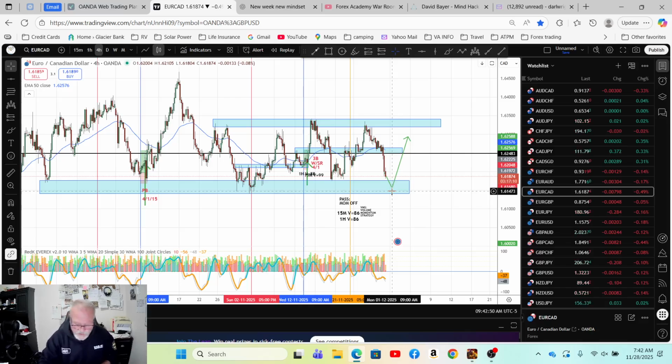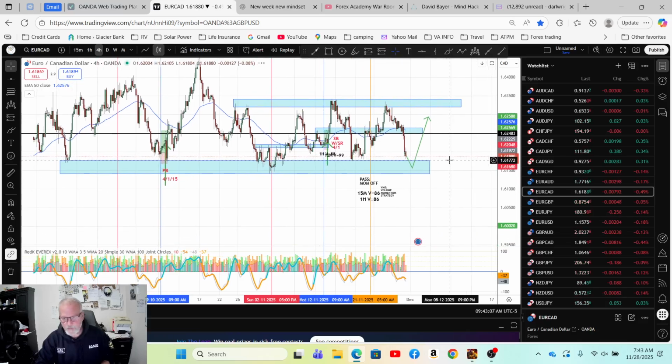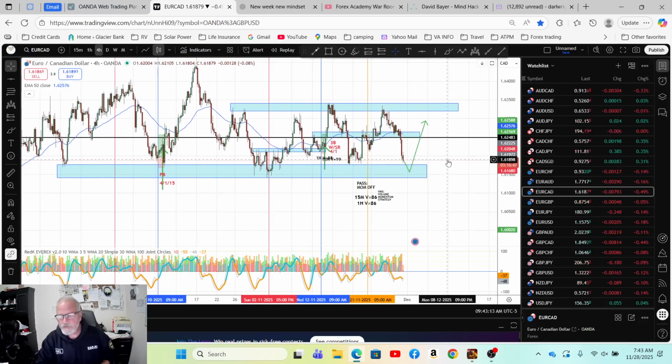That's the Euro to the Canadian. This is one I'll be posting. My pin will work. I'll probably be posting this on TradingView, and because this one could happen, probably won't happen within my time frame today, but it certainly will be one that we're watching going into next week. And so that's a good one.